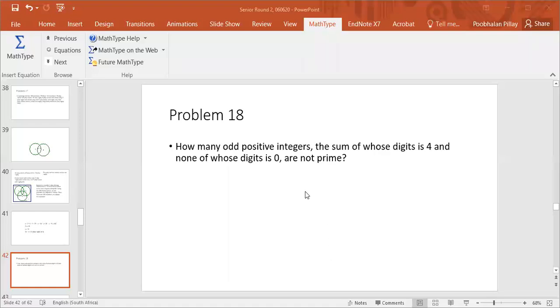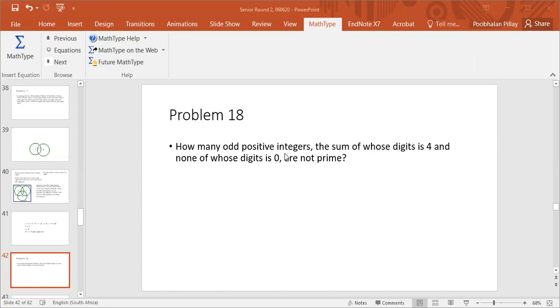All right. Let's get back to this question 18 here. How many odd positive integers? Positive, odd. 1, 3, 5, 7, and so on. The sum of whose digits is 4. So when you're adding up the digits, you're going to get 4. And none of those digits is 0. And how many of those are not prime? These questions test your understanding of language also, which can be problematical, but you have to just unpack the question.